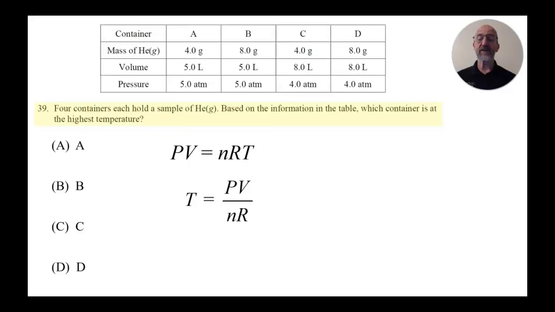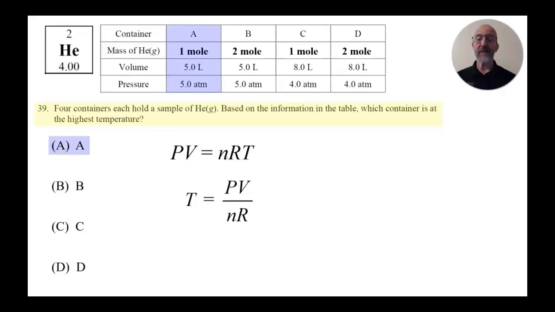Now, on the periodic table, we can see that helium has a molar mass of 4 grams per mole. So containers A and C contain 4 grams of helium, or 1 mole, and containers B and D contain 8 grams of helium, which would be 2 moles. All right, starting with choice A. It's going to be PV over nR. That would be pressure times volume, in this case 5 times 5, and then the number of moles is 1. So that would be 25 over R is my expression for choice A.